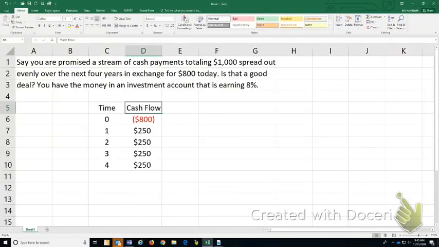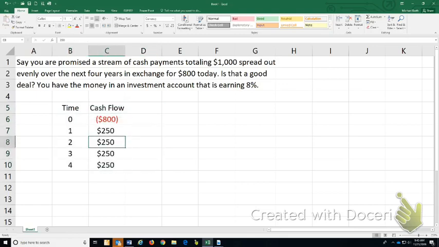This time value of money example uses the concept of annuities. An annuity is a set of cash flows where it's the exact same amount each and every period. In a different example, we used uneven cash flows that totaled up to $1,000. In this example, we're using an investment where you pay $800 today and you'll get $250 a year for 4 years. Because each of these future payments is the exact same amount, this is called an annuity.